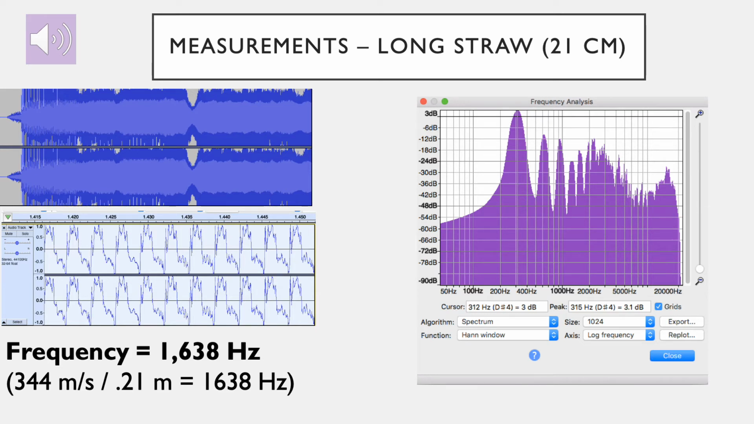I also calculated the frequency by measuring the length of the long straw in centimeters, which is 21. I then converted this measurement to meters, which is 0.21. I then took the speed of sound in air, which is 344 meters per second, and divided it by 0.21, and that was equal to 1,638 vibrations per second, or hertz.